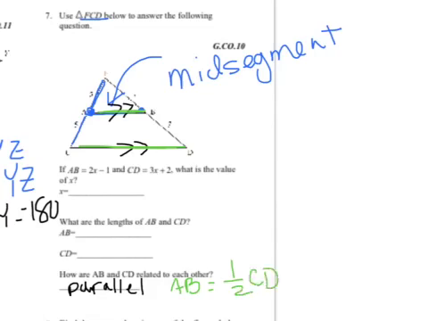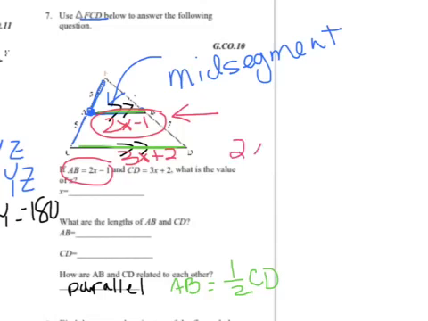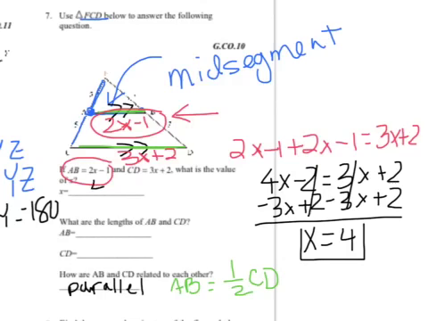So now they ask me to find, I know that A to B is 2x minus 1. I know that C to D is 3x plus 2. And what some students do incorrectly is they just set an equation equal to them. But what we need is we need 2 of these to equal the bottom. So I'm going to solve 2x minus 1 plus 2x minus 1 equal to the bottom segment 3x plus 2. So when I do that, I get that x is equal to 4.